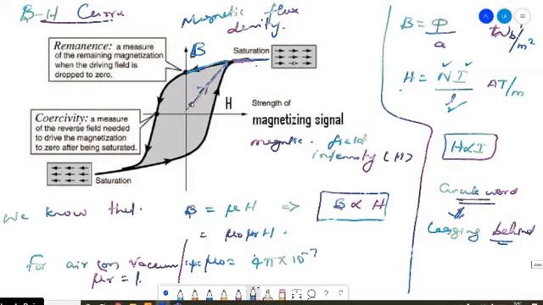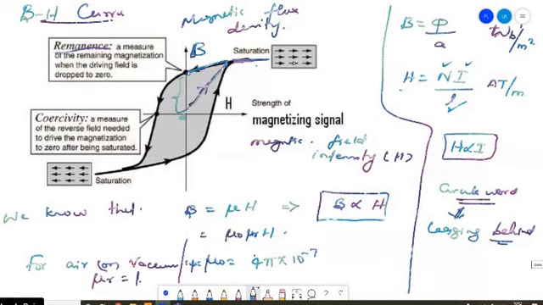So when height is 0, let's say this is 0, there will still be some value of B that will be noticed. This remaining value of B, we can call it remnants. The name itself makes it very clear. It is a measure of the remaining magnetization when the driving field is dropped to 0. The driving field is now 0, but you will still find remnants of the magnetization. So this is called remnants.